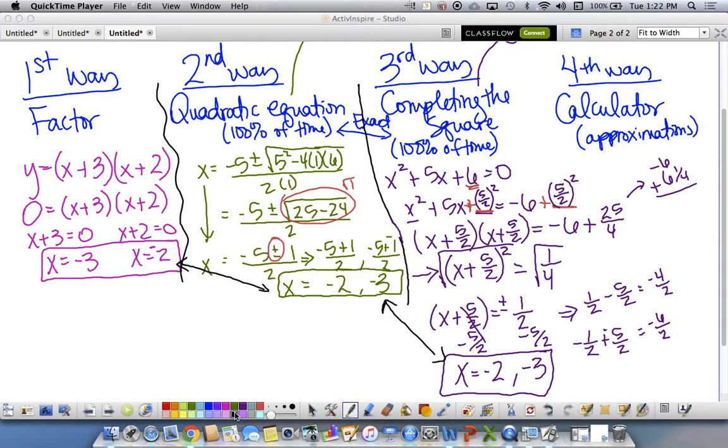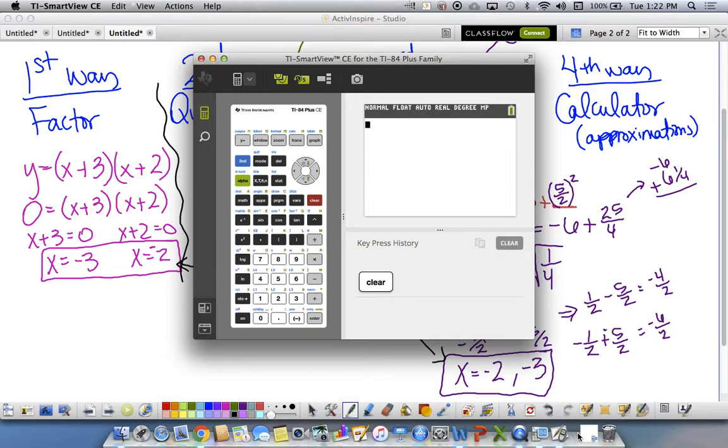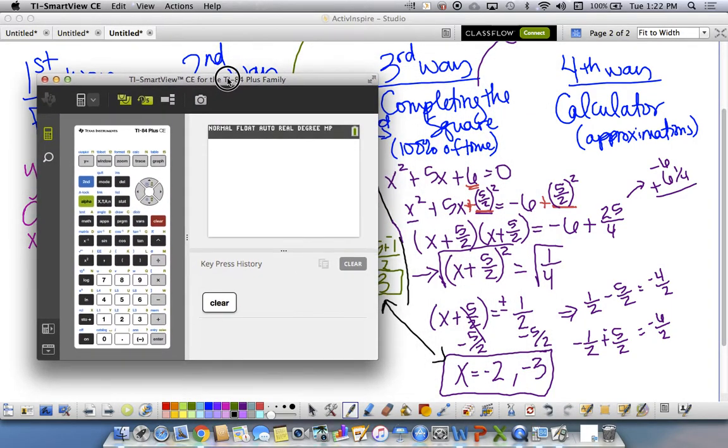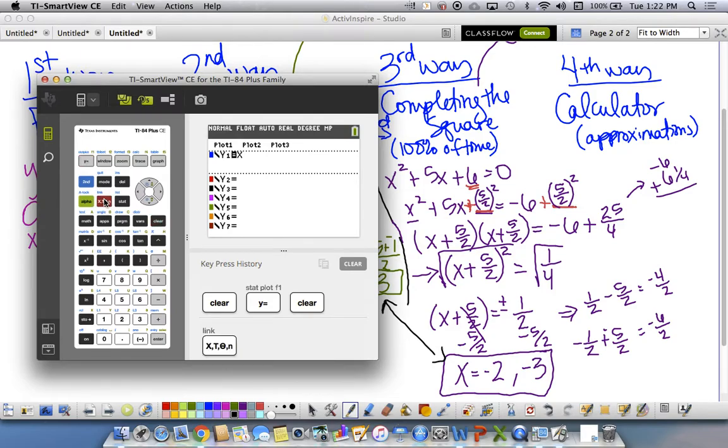But one good thing is we generally won't have to go all the way to solve for x when it's really important. My last piece is using the calculator. I really don't need to write anything on the board. I'm going to go to y equals. I'm going to clear out all of that mess. And I'm going to put in y equals x squared plus 5x plus 6.